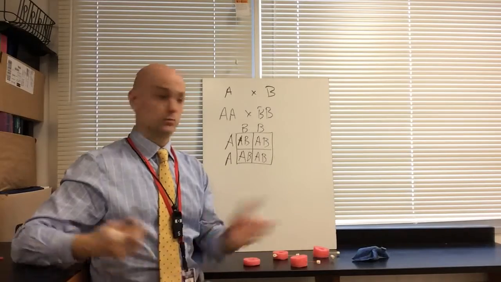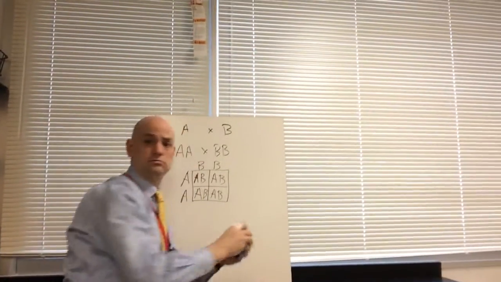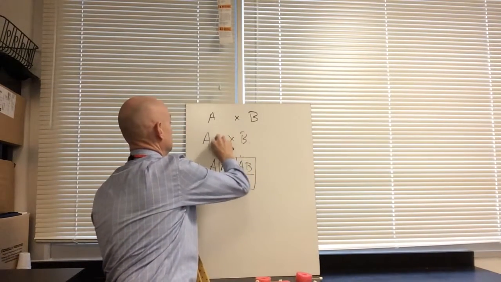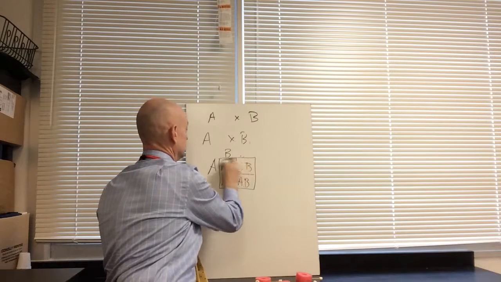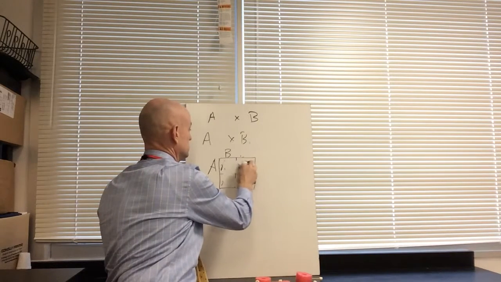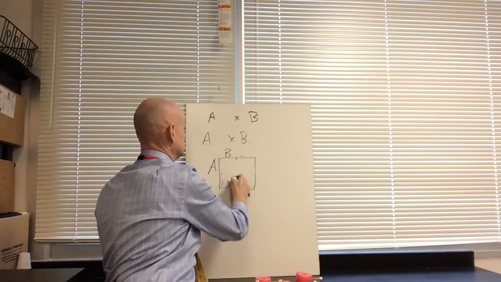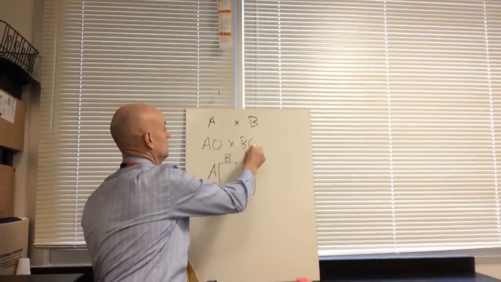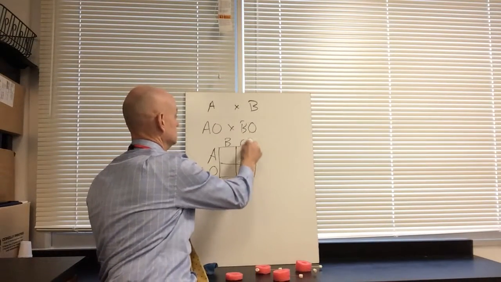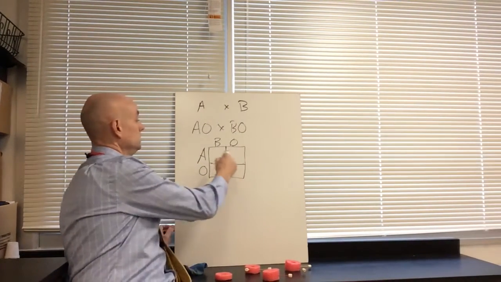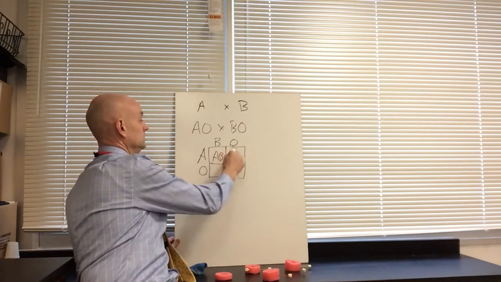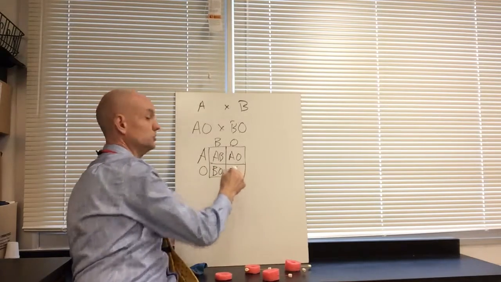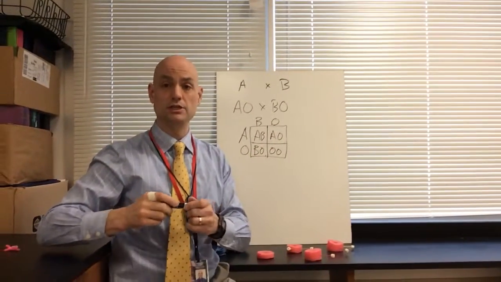All right, so what if it's both heterozygous? Well, how does that change things? Okay, A, O, B, O. And so you get AB, AO, BO, and OO. You get 4 different blood types.